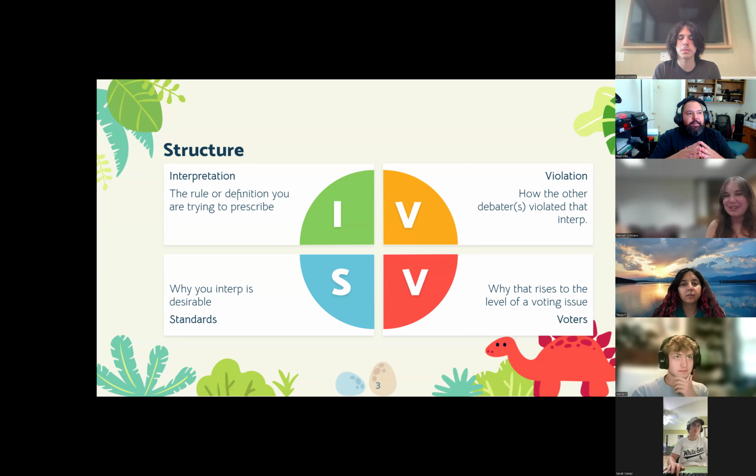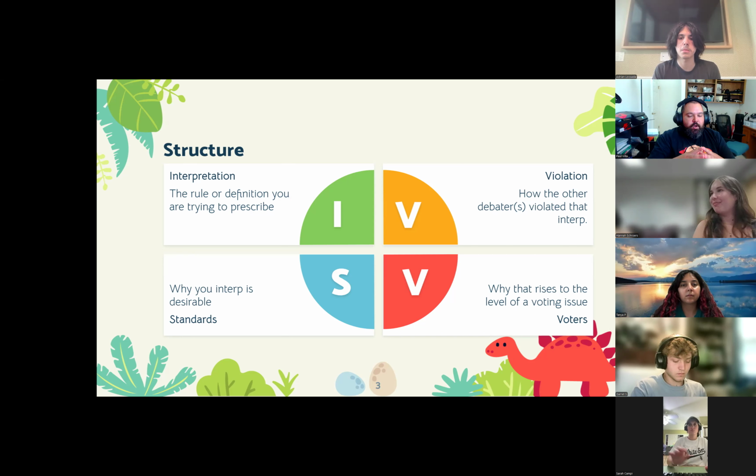In the context of topicality, you pick a word or a phrase and you provide an interpretation slash definition of that word. In the context of specification or conditionality, you establish that there is some sort of behavior the team must engage in or some sort of qualification for an argument or advocacy statement to be legitimate. Violation is where you indicate how they have deviated from the rule or from the definition you've described. Standards are why your interpretation is desirable.